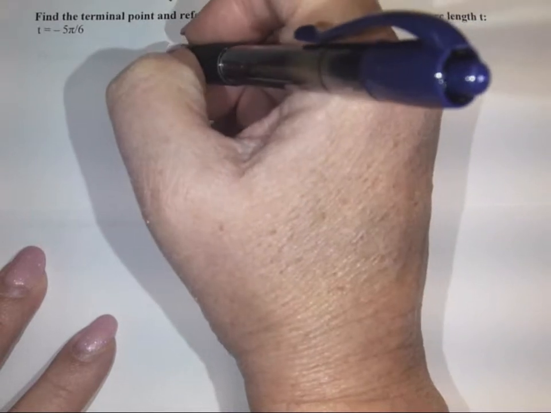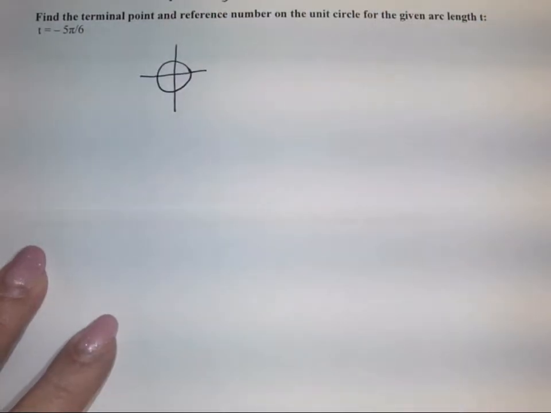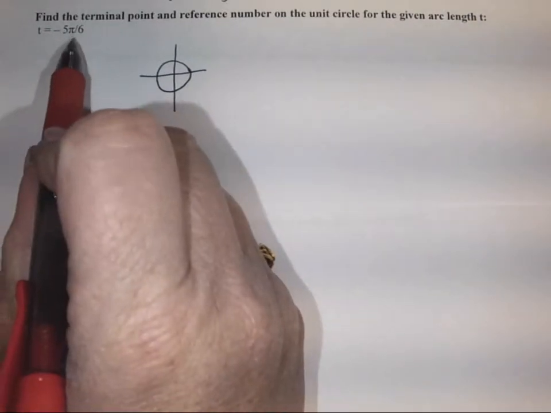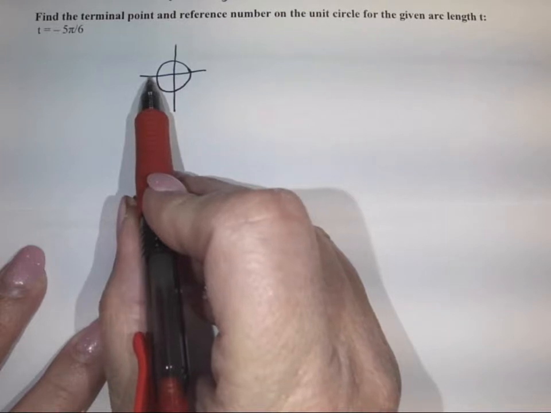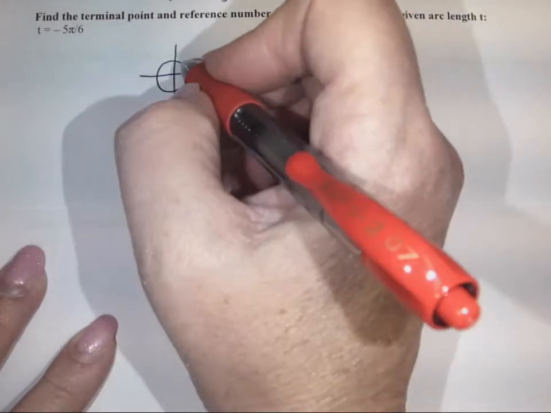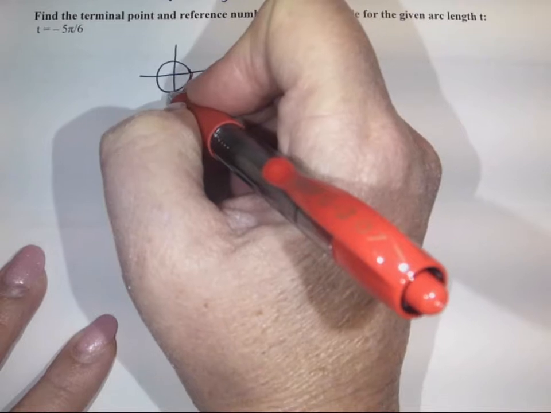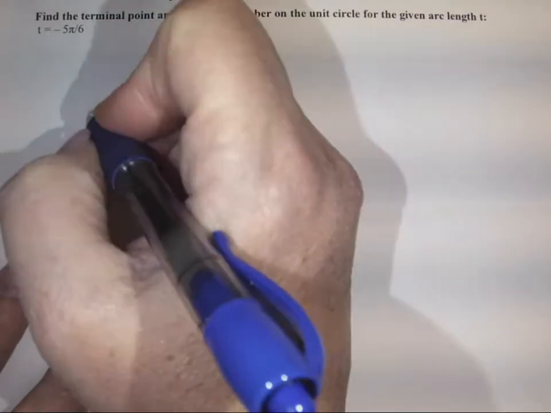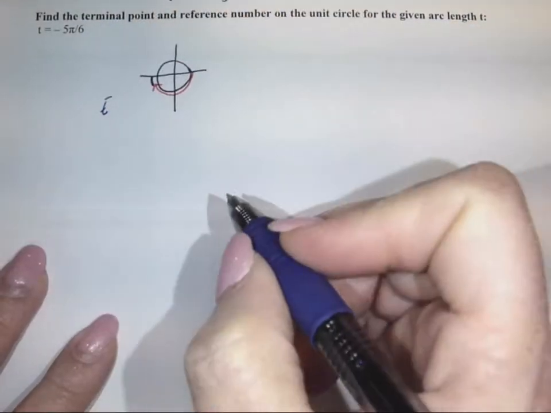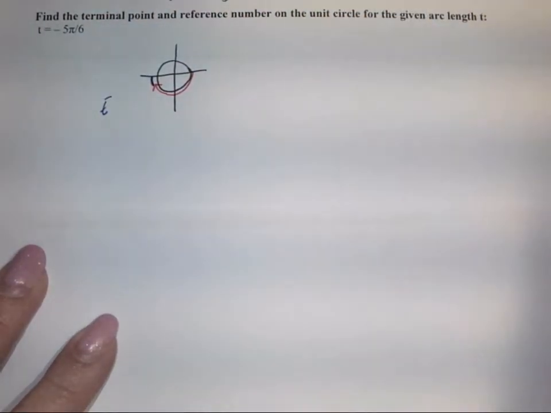So I'm going to draw a circle here. And negative 5 pi over 6, well, that's not quite a full pi, because all the way to pi would be our 6 pi over 6. So we know we're going to go this way, and we're going to land somewhere over here. Now remember, the reference number is the distance that's left right here. So we're looking for the reference number.